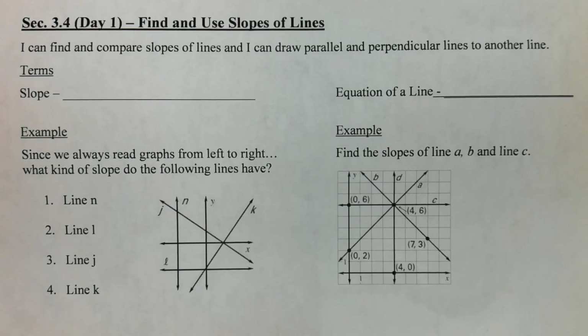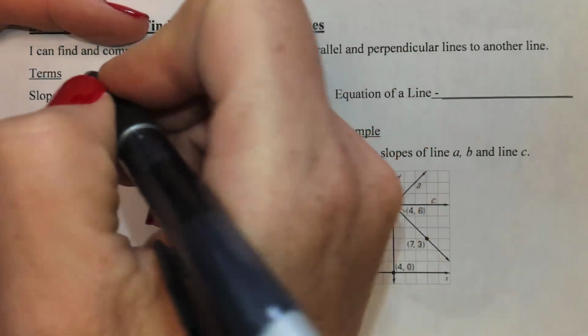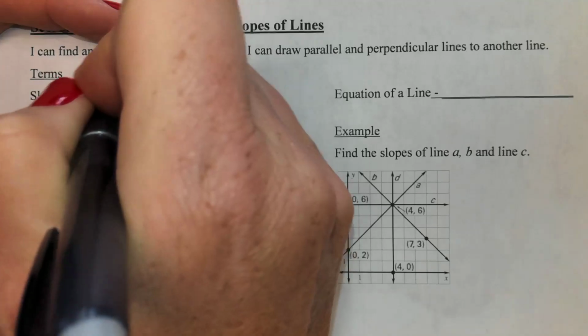This is section 3.4, day 1, and today we're going to talk about slope, which you've done in previous classes, so we're just going to expand on what you've done before to write equations of lines and graph. First we're going to talk about slope, which is really just rise over run.